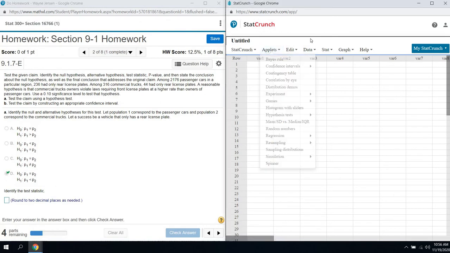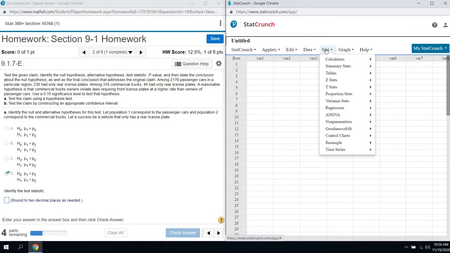So the way to use StatCrunch to do this is we're going to go to Stat, just like we did in 8.3. And we are dealing with proportion stats. So you're not going to go to Z-stats. It is a Z-score, but that Z-score is this one right here. The Z-stats is for the mean. If we were to go look at the 2 sample, which is what we have, it would have dealt with the mean. What we need is proportion stats.